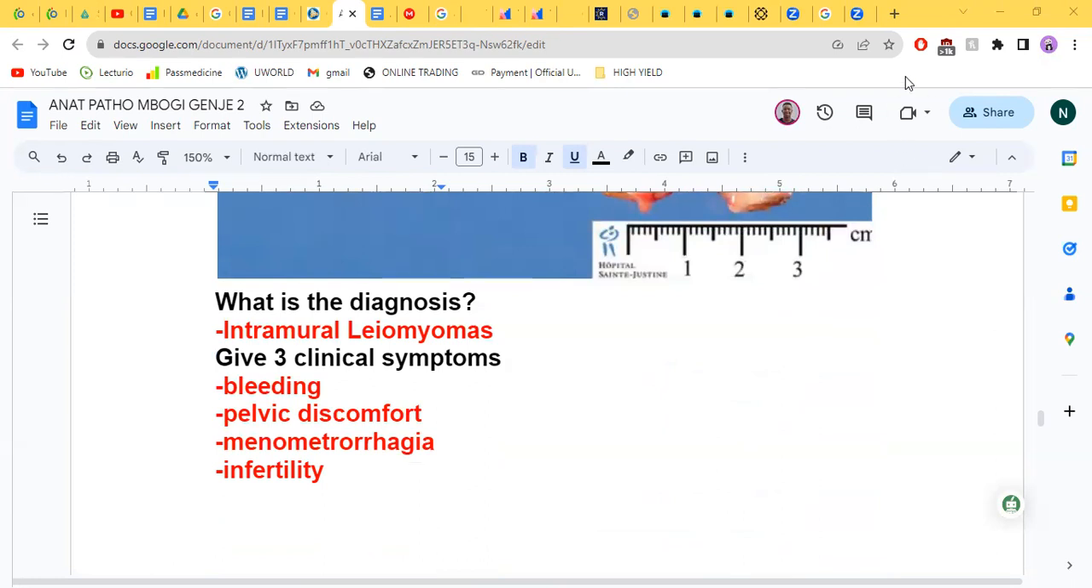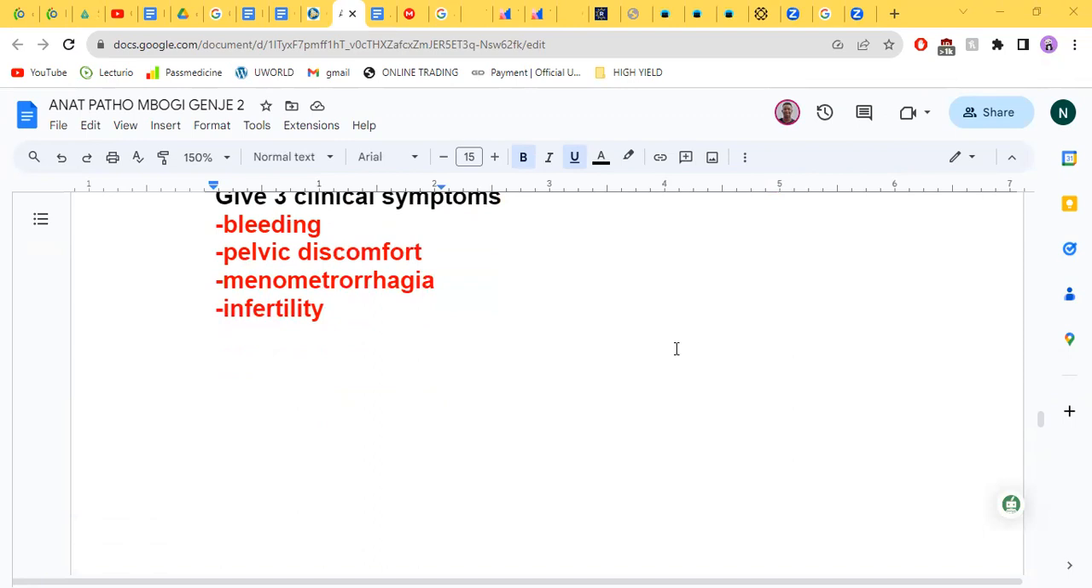The three clinical features or symptoms which they present with are bleeding, also called pelvic discomfort, menorrhagia, and infertility. So if they ask this question, they'll probably ask the clinical features or the clinical symptoms and the diagnosis and probably the gross morphological features. Nate, let's move to the next one.